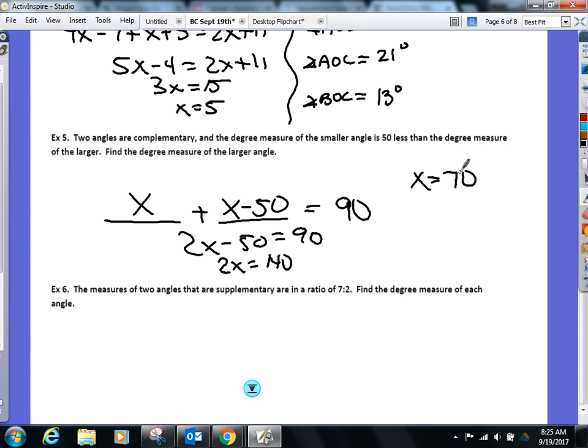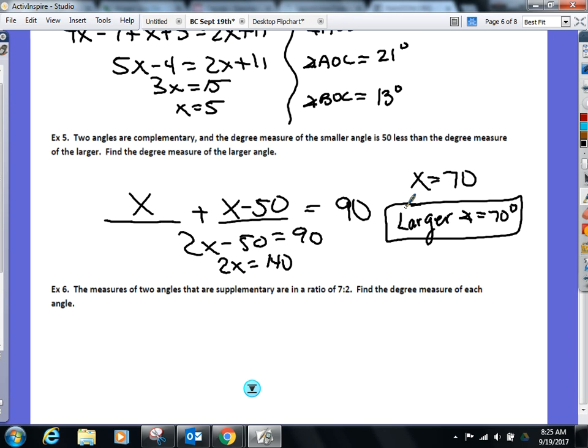What does that 70 represent? The larger angle. So just make sure you tell me. Don't leave x equals 70 because I don't know which one is which. Larger angle equals 70 degrees. The problem said to find the degree measure of the larger angle, so that's as much as I need to show. If you want to show me the smaller, sure, but nobody cares. Everyone all right in here?